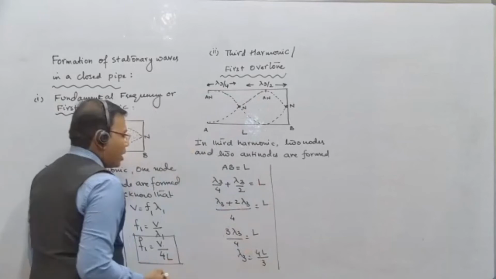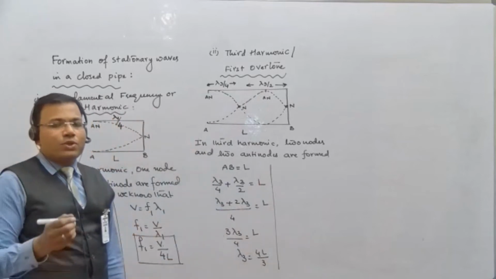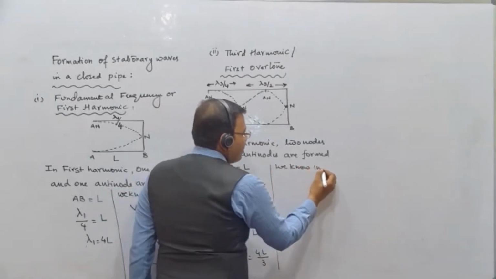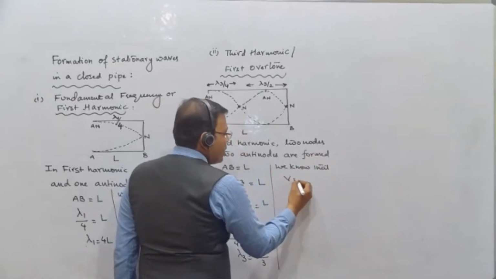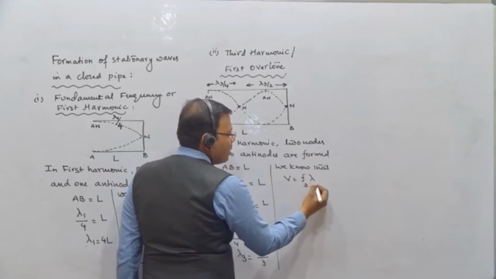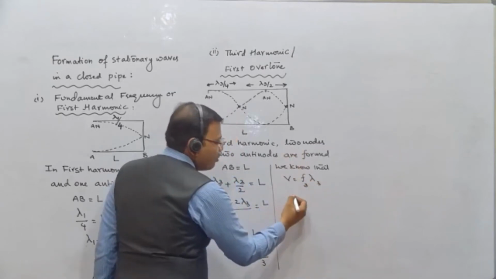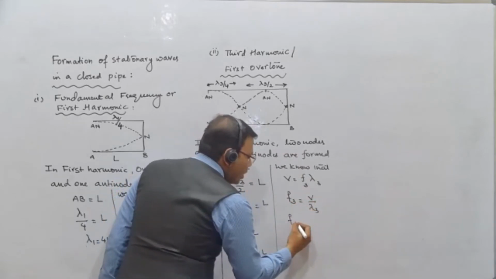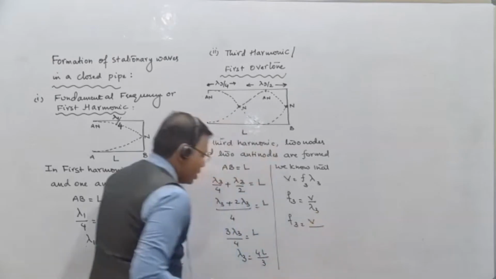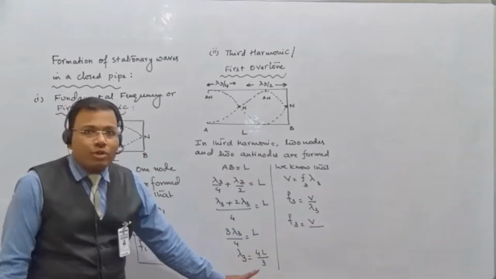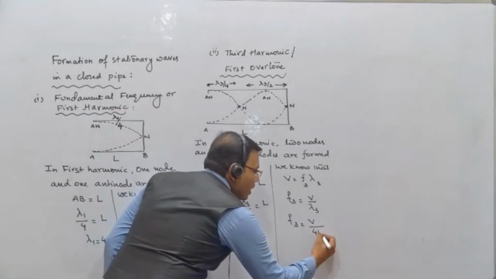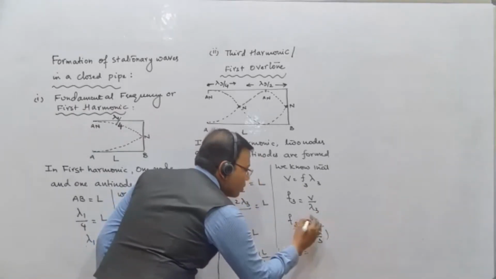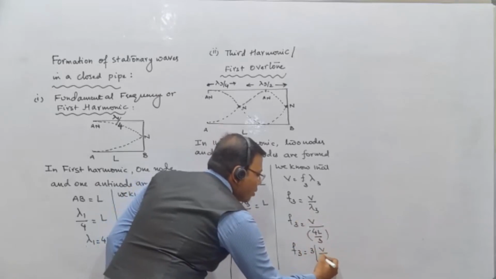Now we start again the same process. We know that velocity is equal to frequency into wavelength. Because it is the third harmonic, I am writing it as V equals F3 lambda 3. So F3 is V by lambda 3. What is lambda 3? You can see here it is 4L by 3. So I am writing V divided by 4L by 3. Now this 3 will go up. So F3 is equal to 3 times V by 4L.